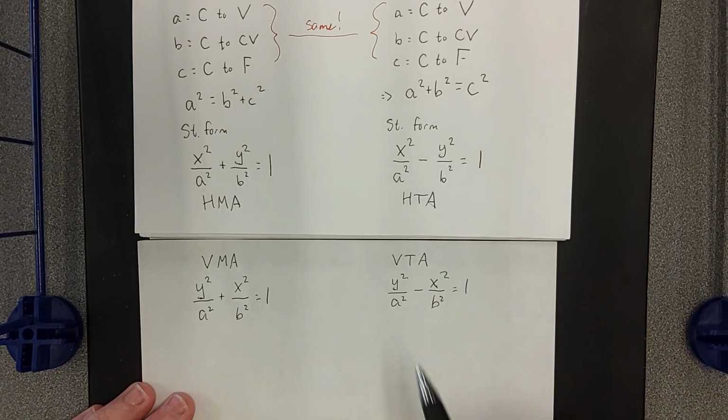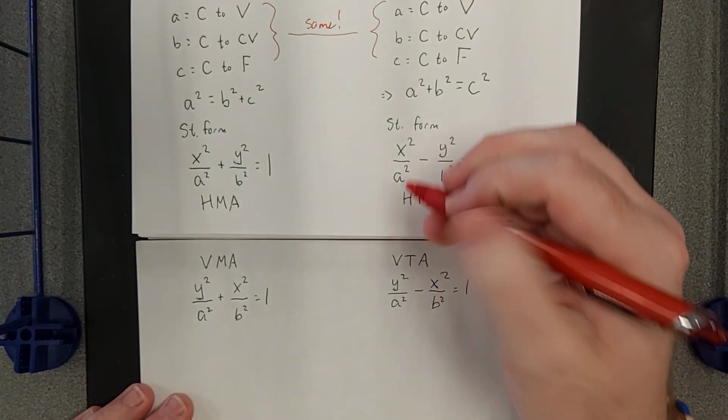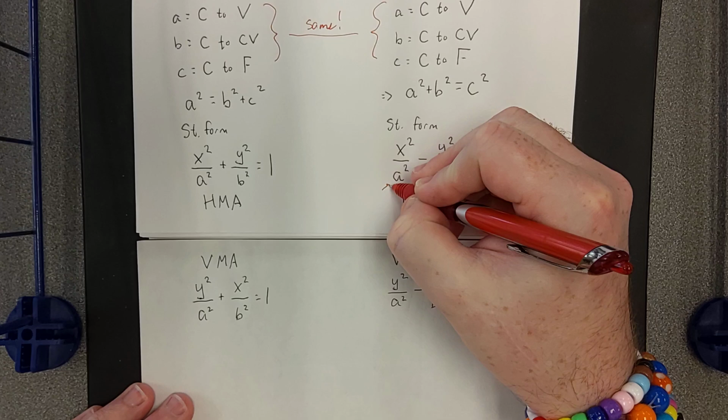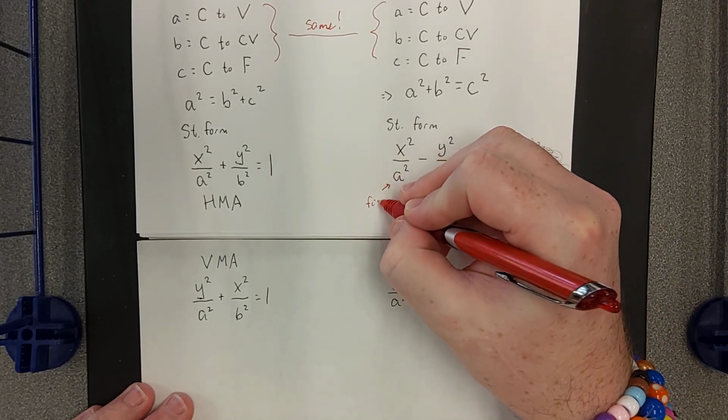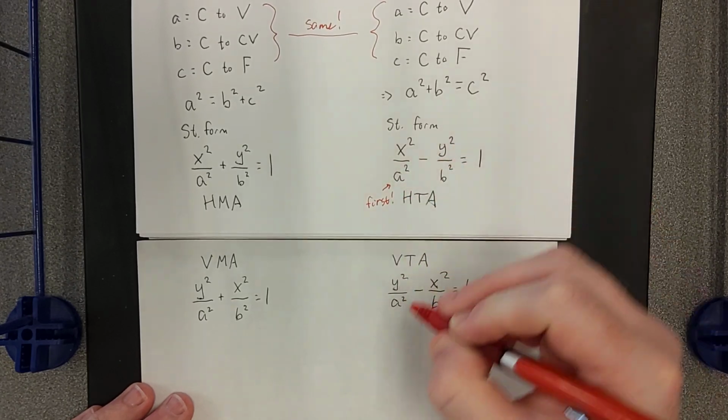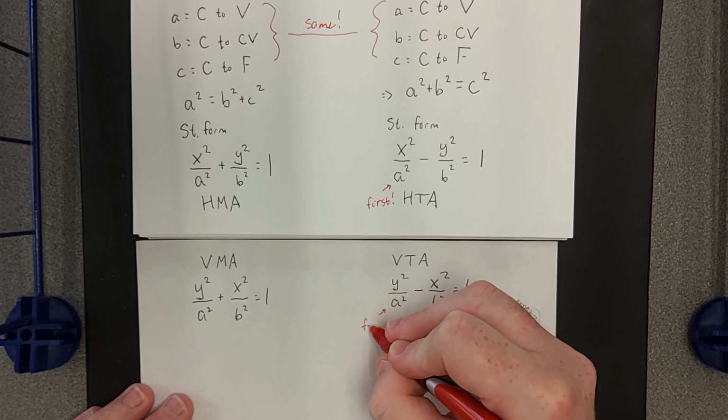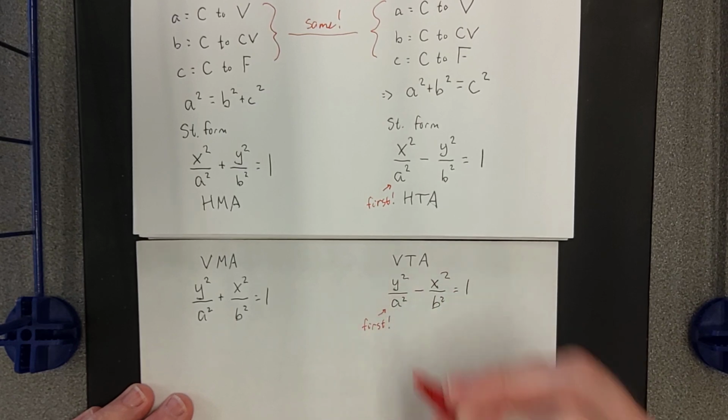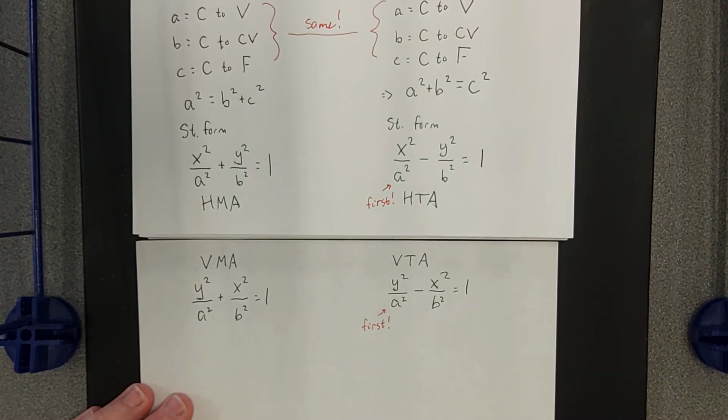But for the hyperbola, if you change the order of the subtraction, it's no longer the same value anymore. So for the hyperbola, it's whichever one has the positive coefficient, that will always be a. So generally, it's going to be the one that comes first in the subtraction that will refer to your a value. More in future videos.